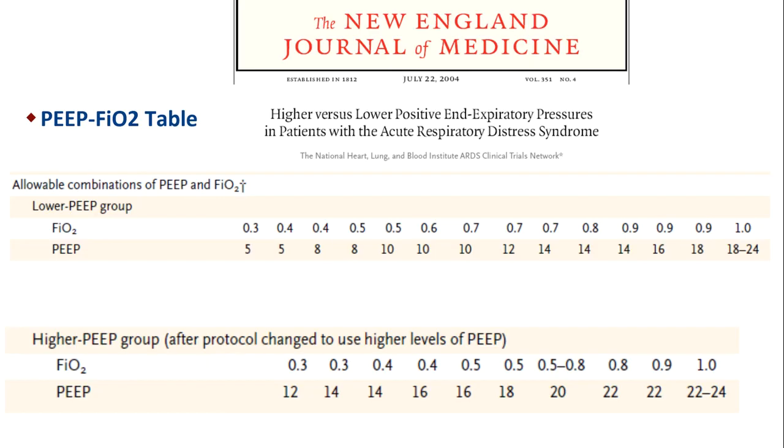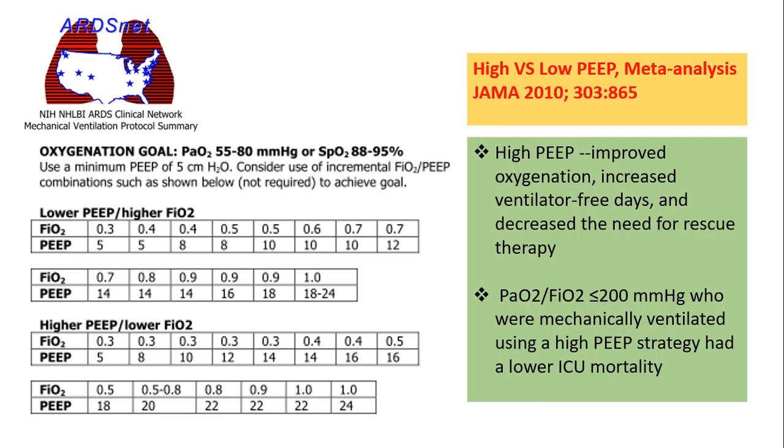So the high and low PEEP table, I'm sure all of you are aware of this. This was given in the ARDS clinical trial network, which gave you PEEP and FiO2 combinations, and they sort of graded it into a high PEEP and a low PEEP group. This is available everywhere, so I don't really need to go into this. But did high PEEP actually help? The answer is somewhat, but not in mortality. High PEEP did help in improving oxygenation, increasing ventilator-free days, and decreased need for rescue therapy.